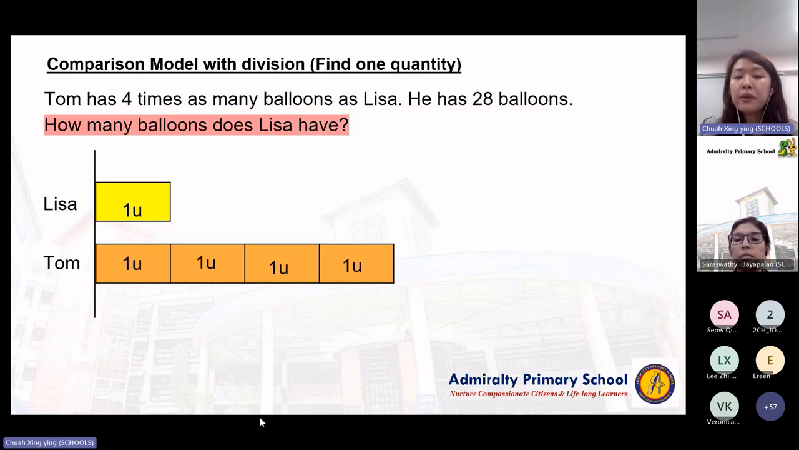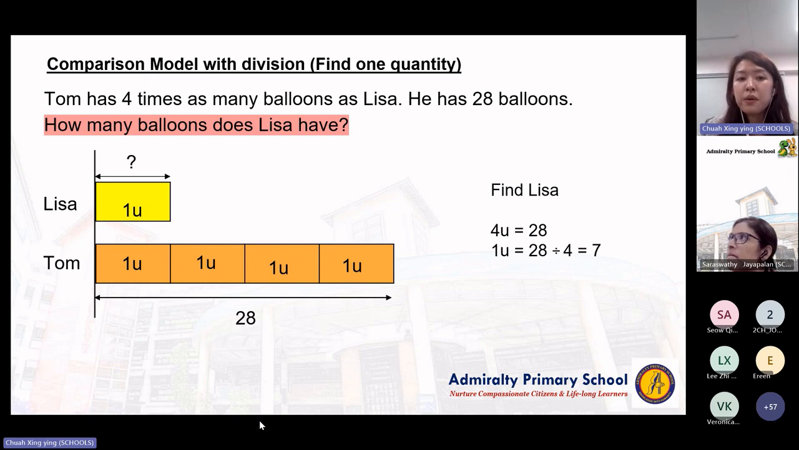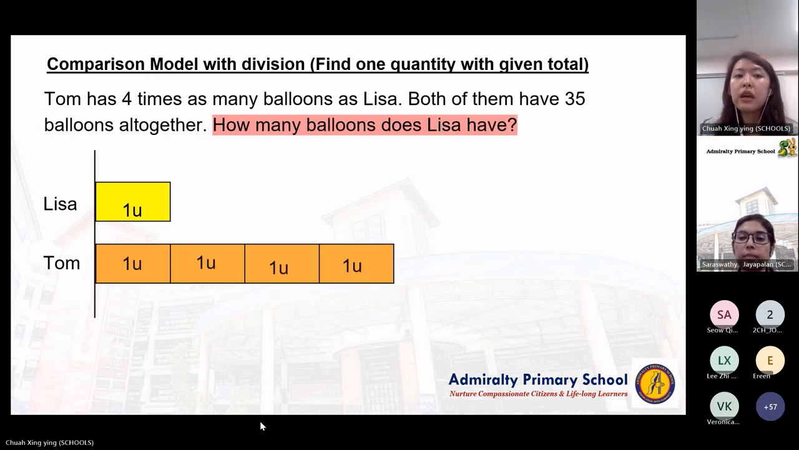Next, we want to find one quantity. Tom has 4 times as many balloons as Lisa. He has 28 balloons. How many balloons does Lisa have? So we label Tom 4 units as 28. We want to find out 1 unit. To find Lisa, 4 units equals 28. 1 unit equals 28 divided by 4 equals 7. Lisa has 7 balloons.